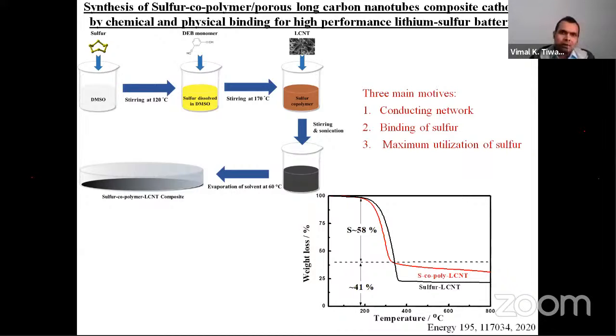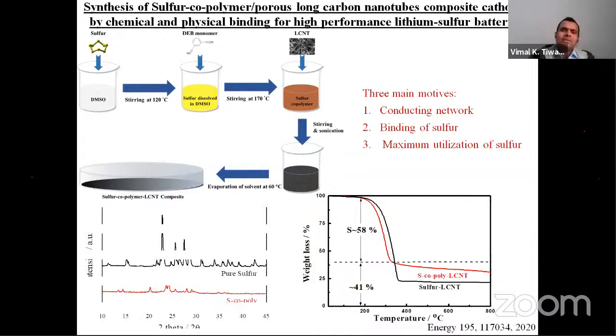It is porous and highly conducting. It has a very high conducting network. And then we mix at high temperature. Then we prepared the composite. We did the TGA. From TGA, we found that the sulfur percentage is around 58% in the composite. So it's a very high loading.